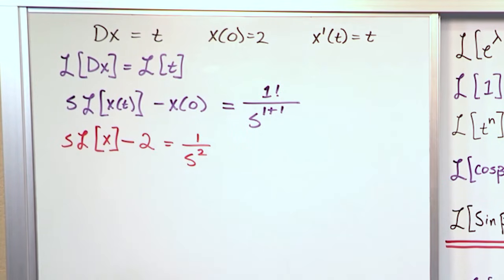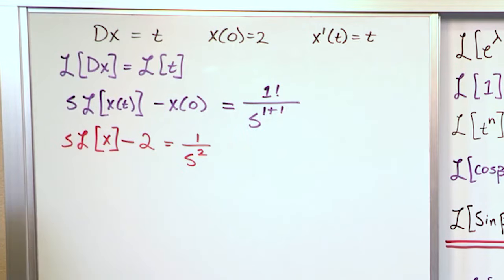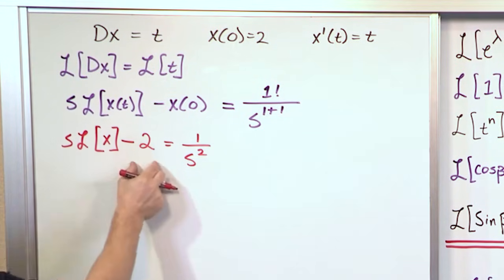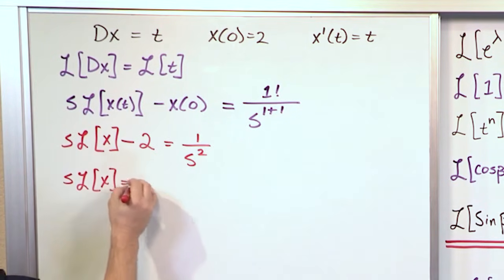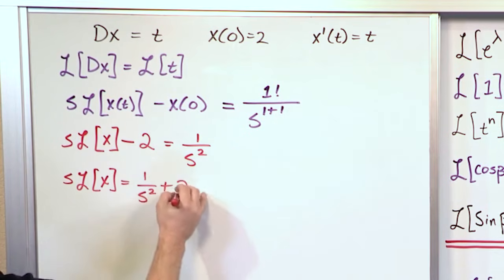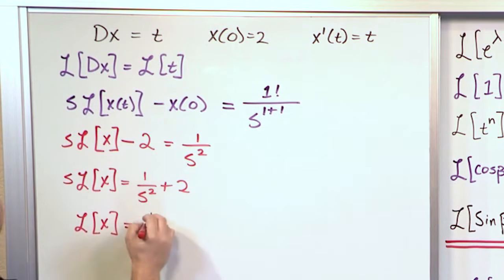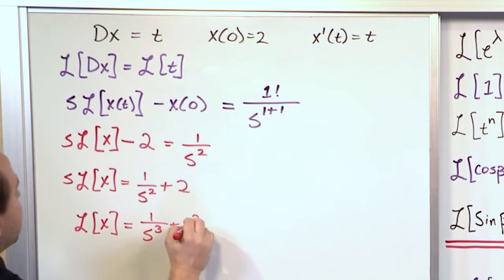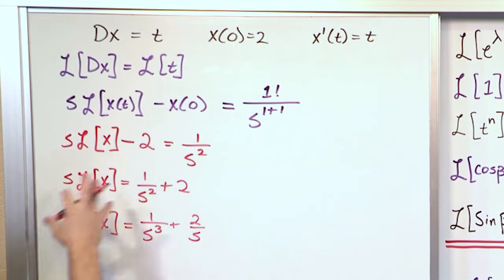I don't understand. Well, what we need to do is solve for the Laplace transform. Get this on one side of the equal sign and see what we have. We can do that by putting a 2 on the other side. So this would be s times the Laplace transform of x is equal to 1 over s squared plus 2. All I've done is take the 2 and I've moved it over to the other side. And finally, I can divide by s to get this by itself. So that's going to leave me with the Laplace transform of x is equal to, if I divide by s, 1 over s cubed plus 2 over s. I've divided this term by s, I've divided this term by s, and then I'm done.